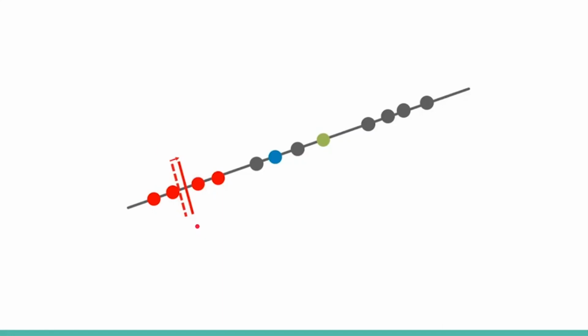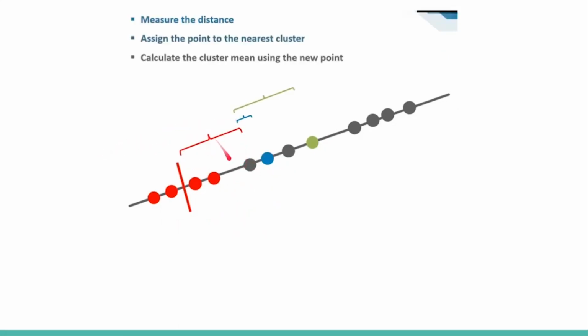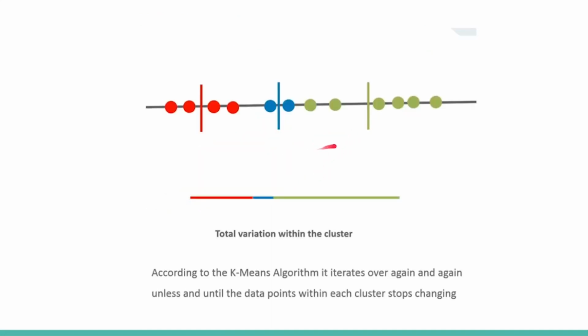So we do this process iteratively, such that all data points are provided with a cluster. We take this point and find the distance from this point to the red cluster, to the blue cluster, and to the green cluster. We find that this point is nearest to the blue cluster, so we assign this data point to be blue, and we find the new mean, and similarly we do it for all the other remaining data points. So this is the total variation within one cluster.